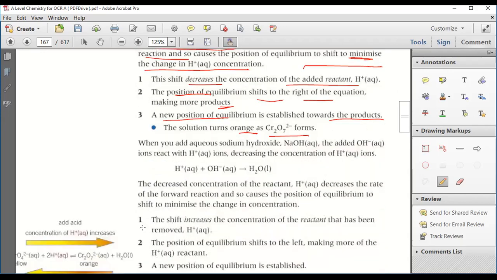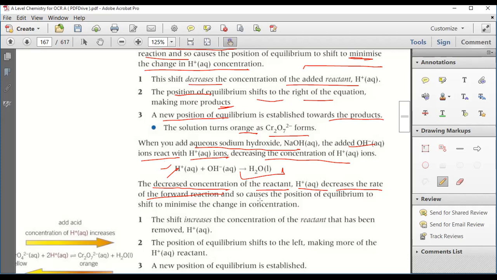Now the opposite thing. If you add aqueous solution of sodium hydroxide, you are adding OH- ion, which mixes with H+ and forms water, decreasing the concentration of H+ ion. As the reactant concentration decreases, the rate of the forward reaction also decreases.